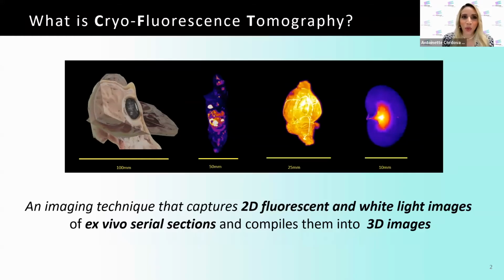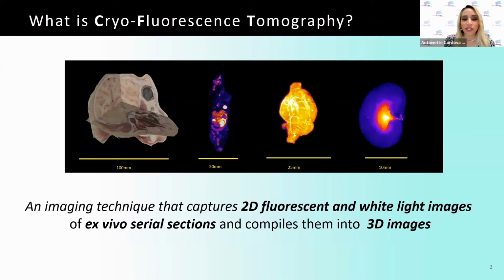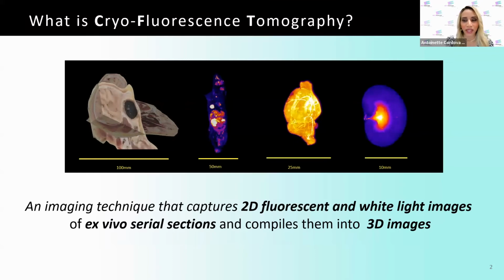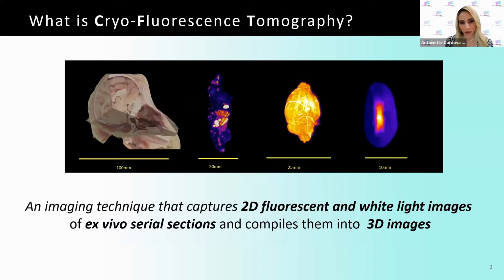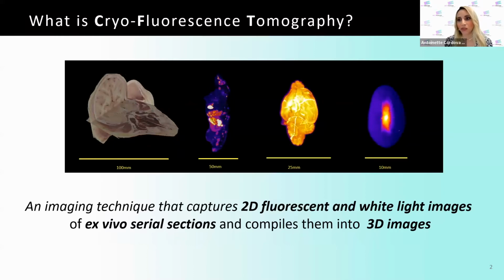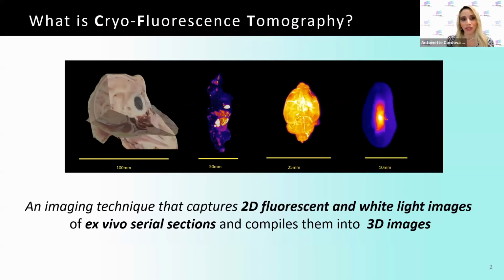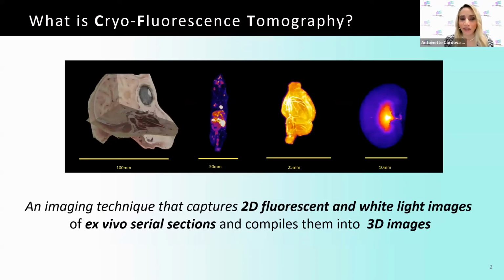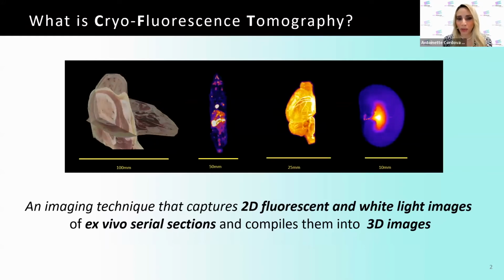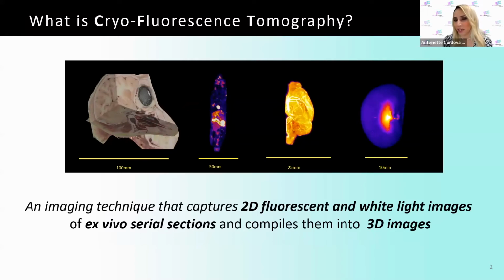So, what is cryofluorescence tomography? Cryofluorescence tomography is an imaging technique that captures 2D fluorescence and white light images of ex vivo serial sections and compiles them into 3D images. Something very unique to CFT is that it has a great range of volumetric density. As you can see on the left-hand side, we have a cynomolgus head all the way to a whole animal, a mouse, and we can also do small organs such as the brain or the kidney.